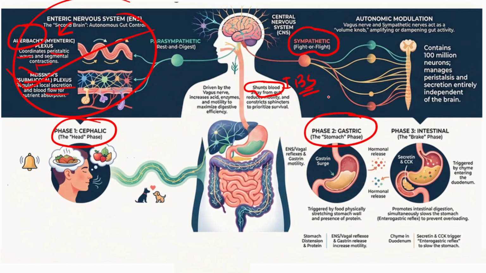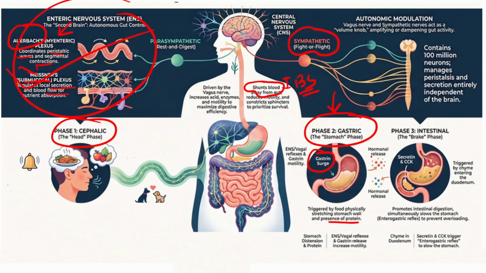The second phase is the gastric or stomach phase. This phase begins when food enters the stomach. 2 stimuli drive it. The first one is mechanical distension of the stomach wall, detected by stretch receptors that activate vagal reflexes and local ENS circuits. The second is the presence of protein and peptides in the lumen, which directly stimulates G cells to release gastrin.